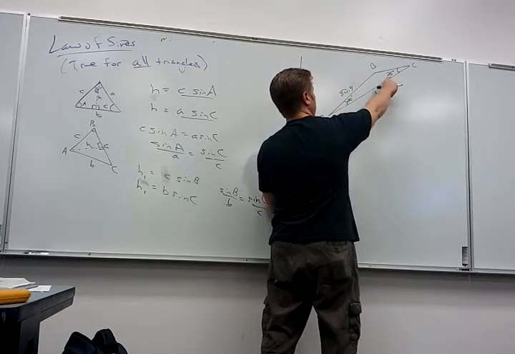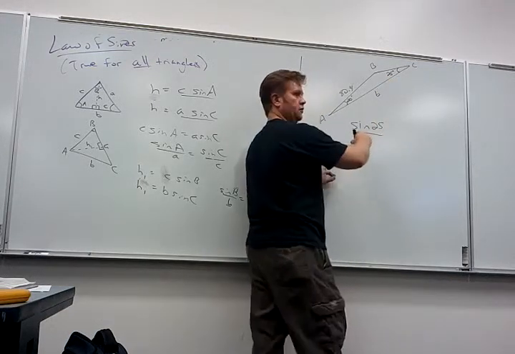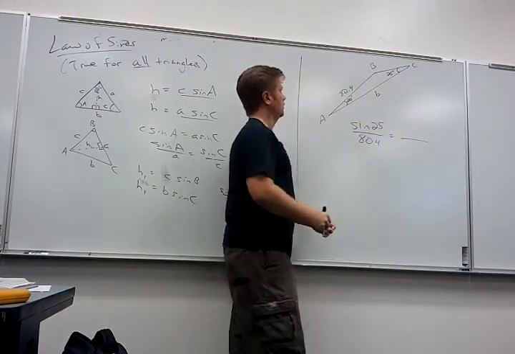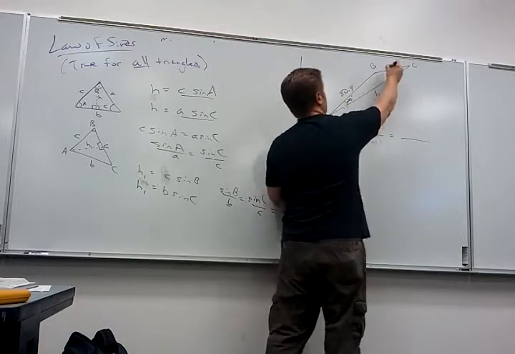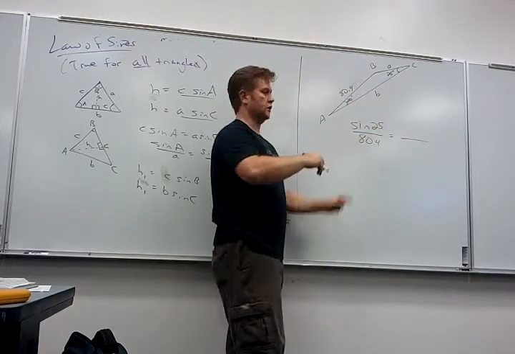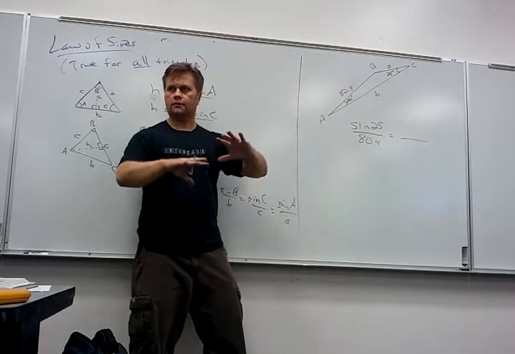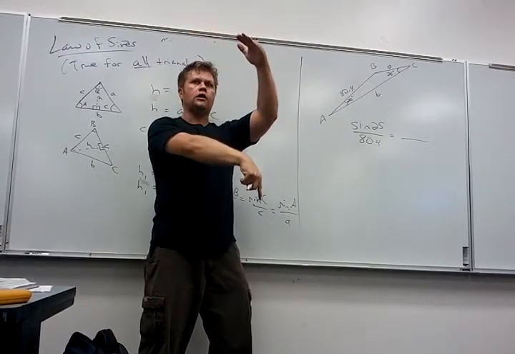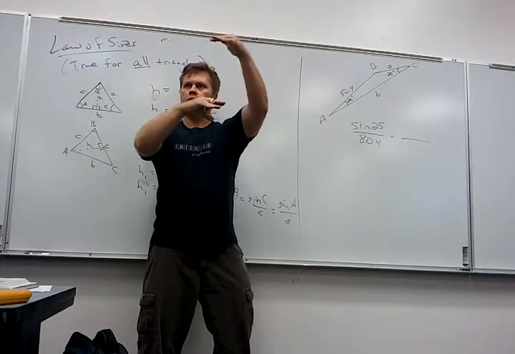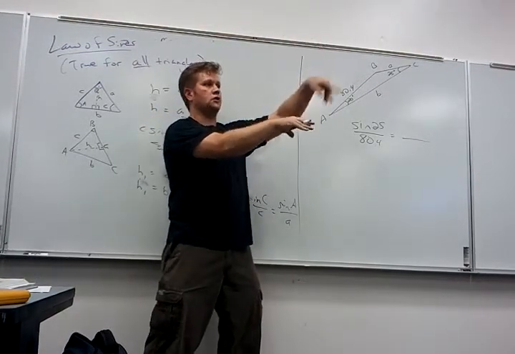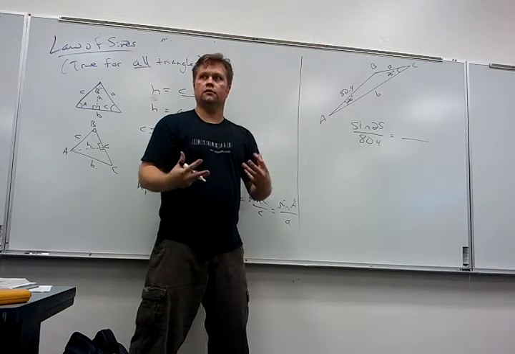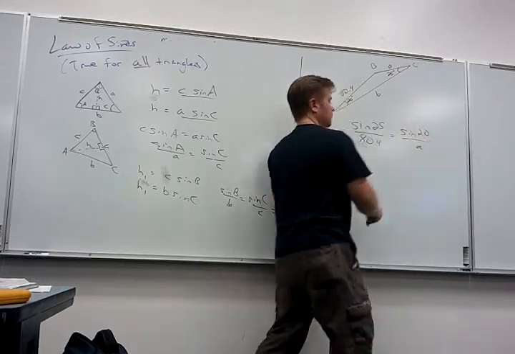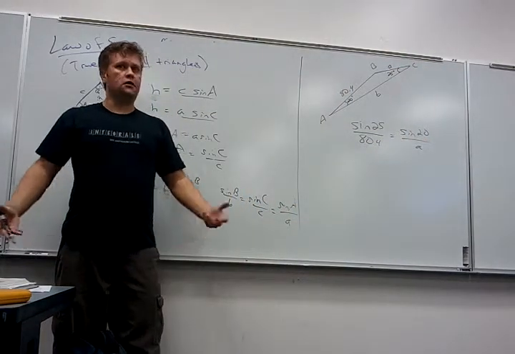Sine of 25 over 80.4, equals sine of 20 over... What's this little side here? This is going to be A there, right? Because this is across from angle A. You guys with me here? So if I have an angle and its side across from it, that's a ratio I can set up. And then I can equal it to some other ratio, and the other ratio is going to have something I don't know, so I can solve for it. So here I know 20, but I don't have a clue what A is. So now I can solve for it.